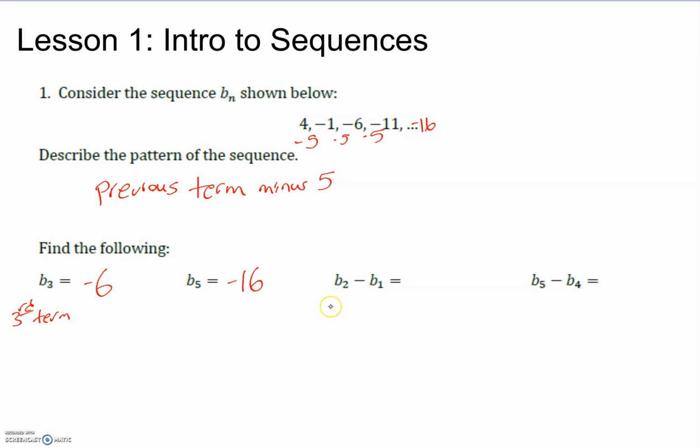b of 2 minus b of 1. Well, b of 2 is -1, minus b of 1 is 4. Now you could either just put that into your calculator, or you could actually do the math, up to you, and you end up with -5. And then if we do b of 5 minus b of 4, -16 minus -11 gives us a -5. And that's going to be our answers to our question number 1.